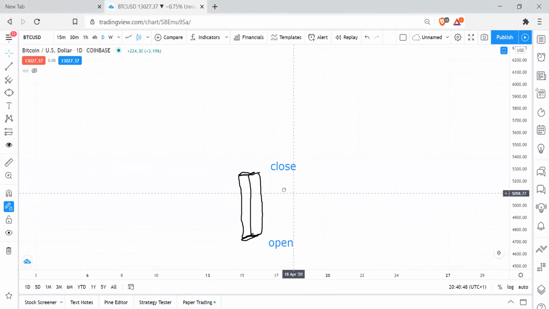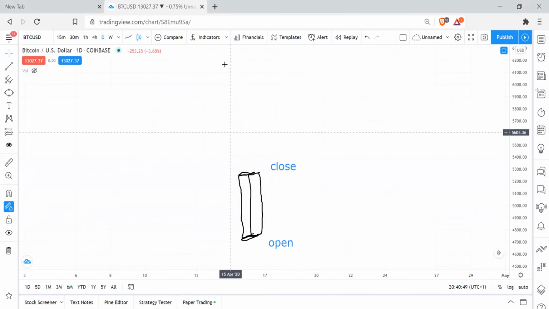So that means that we had price open down here, it closed up here for today. Let's say today is the 16th. Now, when price opens up tomorrow on the 17th, where should it open from?